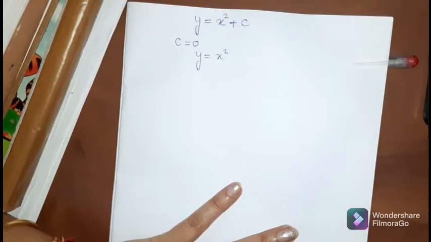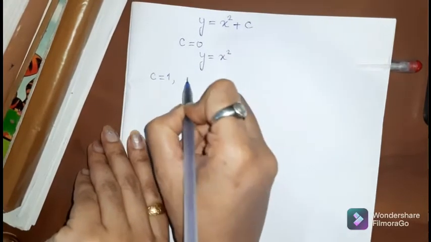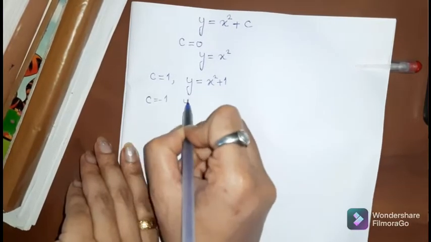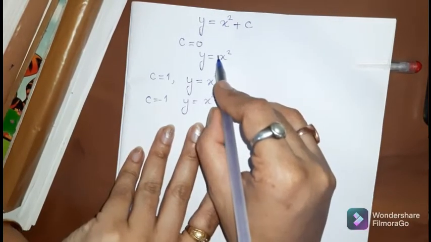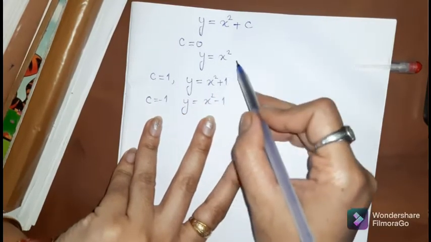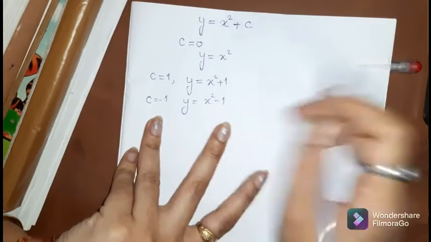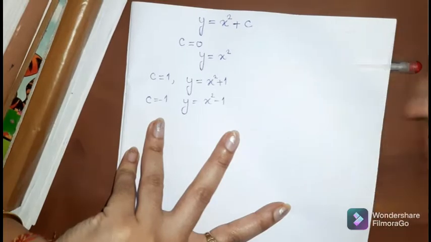And if we take c equals minus 1... suppose you take c equals 1, then your curve becomes y equals x square plus 1, and if you take c equals minus 1, y equals x square minus 1. The parabola y equals x square has its vertex at the origin, but here it is 1 unit above the origin, that is in the positive direction of the y-axis. X square minus 1 is on the negative side of the y-axis. So in this way we get different curves, and it is called a family of curves.